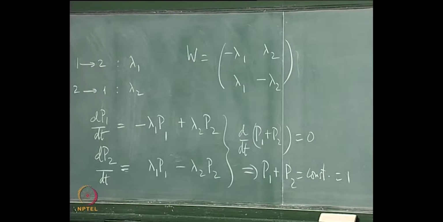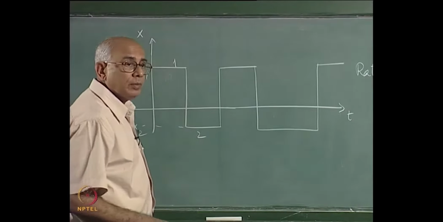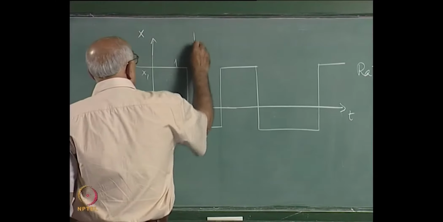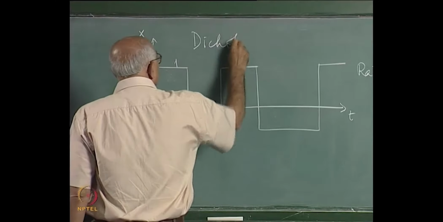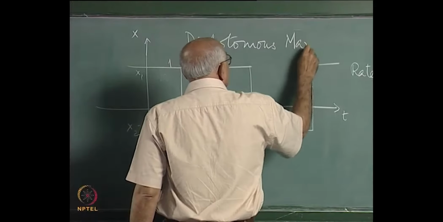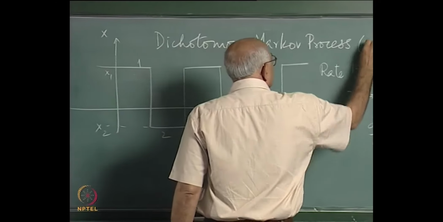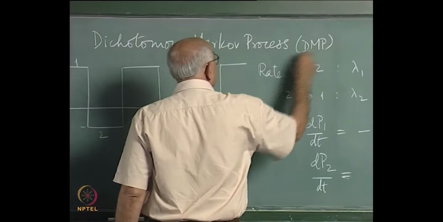The job of course is now to try to find out what are the steady state properties of this system. By the way, this Markovian process, where it flips between two possible values back and forth, is called a dichotomous or dichotomic Markov process, very often abbreviated as DMP.